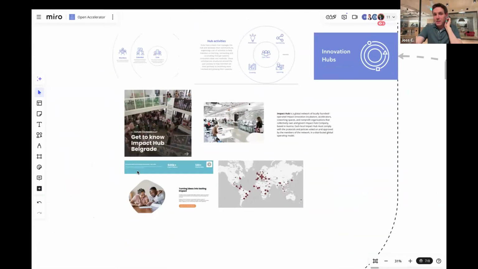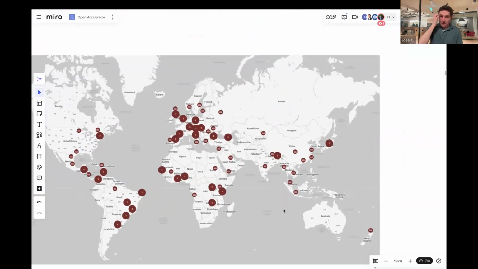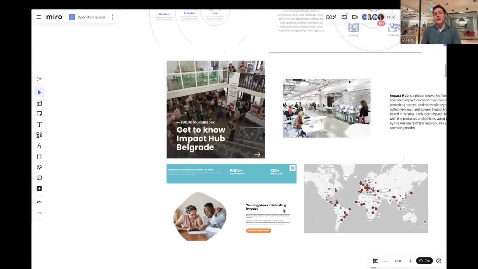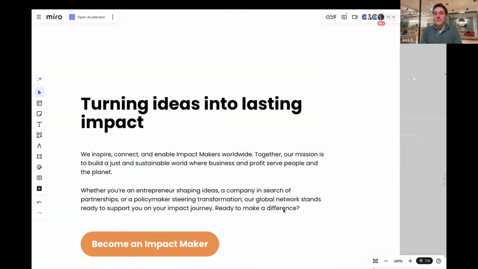We've developed lots of hubs, some of them locations, some thematic. Maybe one of the most famous networks of hubs is the Impact Hubs. You may have heard of them. This is what they look like in terms of their network around the world. Lots of Impact Hubs, and these are spaces for supporting communities of social innovators and social entrepreneurs, turning ideas into lasting impact. We inspire, connect, and enable impact makers worldwide. Their mission is to build a just and sustainable world where business and profit serve people and planet.